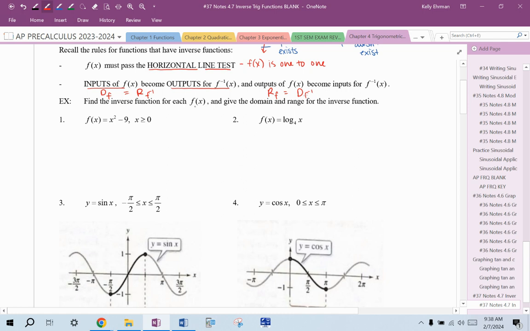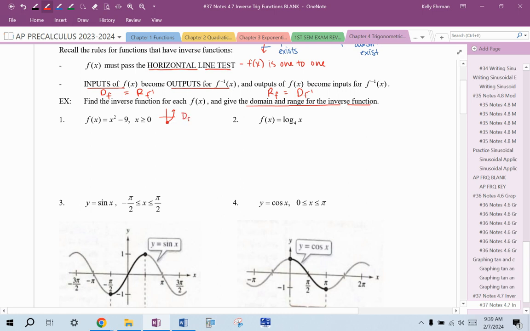So find an inverse function for each f of x, give the domain and range for the inverse function. I'm also going to look at domain and range for f because that will help me with the inverse. So first of all, here's f of x. This is a parabola, but we're looking at half of a parabola. So this graph does pass the horizontal line test. Remember, it's x squared graph shifted down 9 units. So we're just looking at half of a parabola.